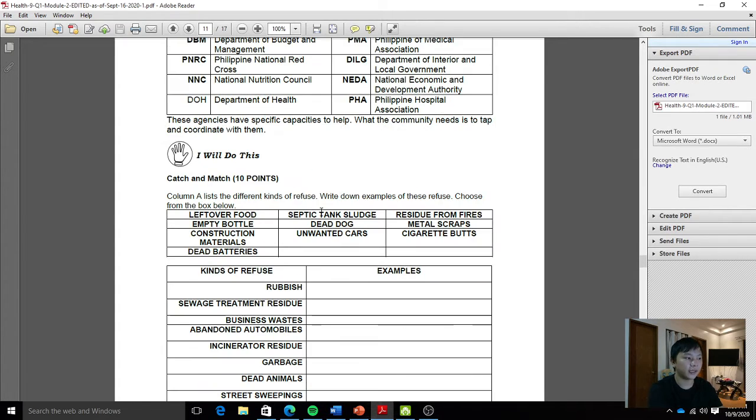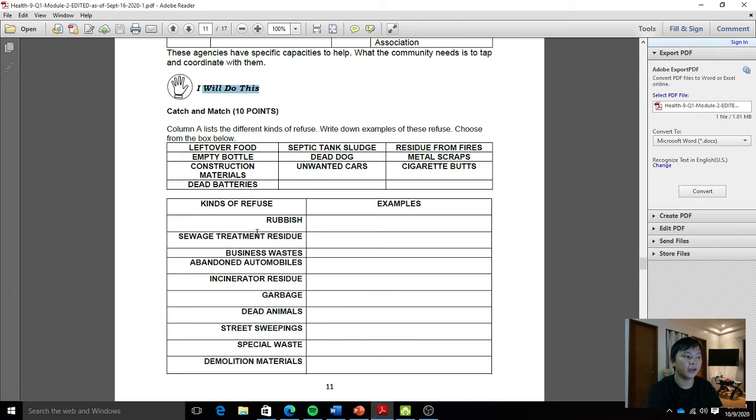So your activity that you need to answer in your one whole sheet of pad paper is, I will do this. This is the second activity. The first activity was the true or false. This time, for your second activity, you write, I will do this, and then you copy this table on your intermediate pad.